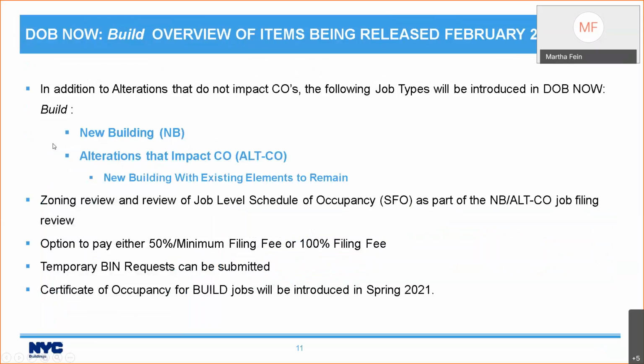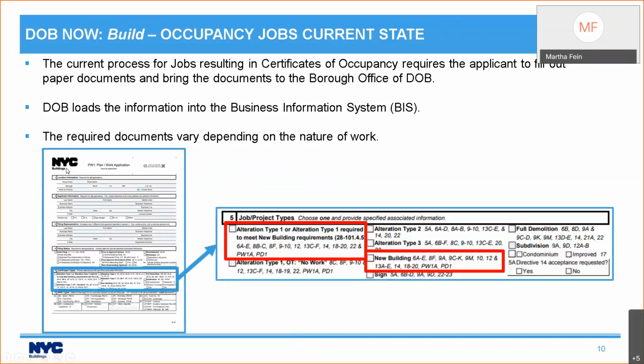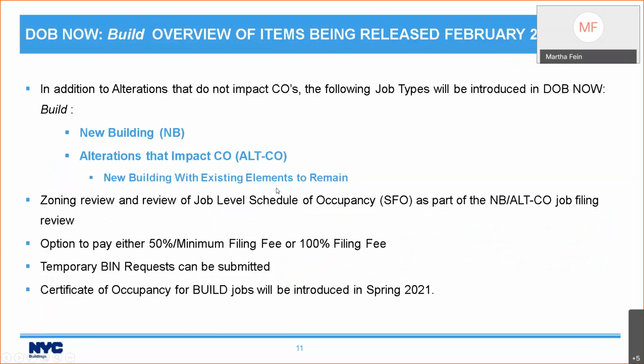So we're introducing new building and we're introducing Alt-CO. As I said, Alt-CO is the new name for what used to be Alt-1. And under Alt-CO, we have a new category, which is new building with existing elements to remain. This is an exact parallel to alteration type 1 required to meet new building requirements. It's the same thing, it's just been renamed.